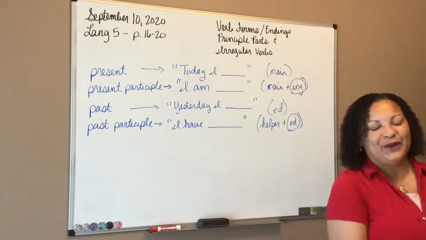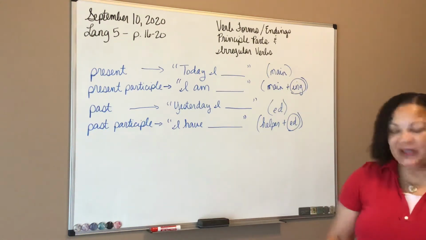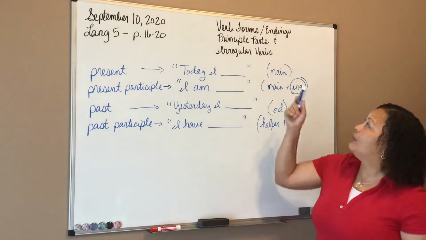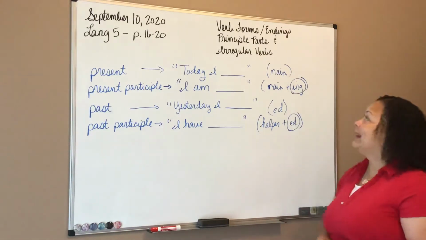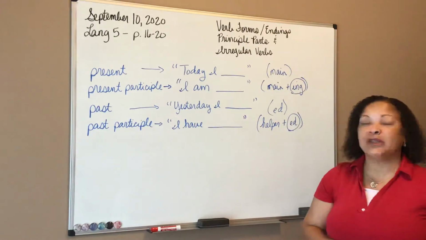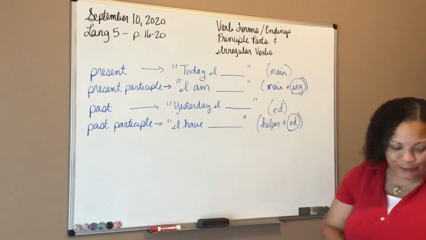Good morning, fifth graders. We're going to be talking about verb forms and verb endings today in language. We'll be talking about principal parts and irregular verbs.